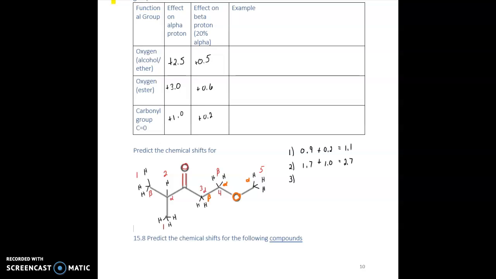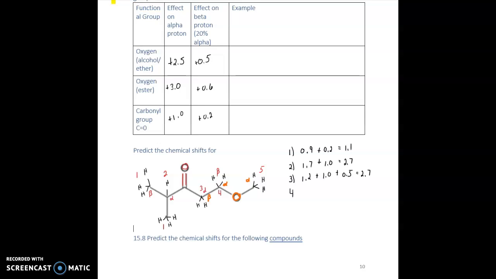Group number 3, these are methylene protons, and so they're 1.2. They're going to be alpha to the carbonyl, so that'll be 0.1 added to it, and they're beta to that oxygen, so we add 0.5 and get 2.7.